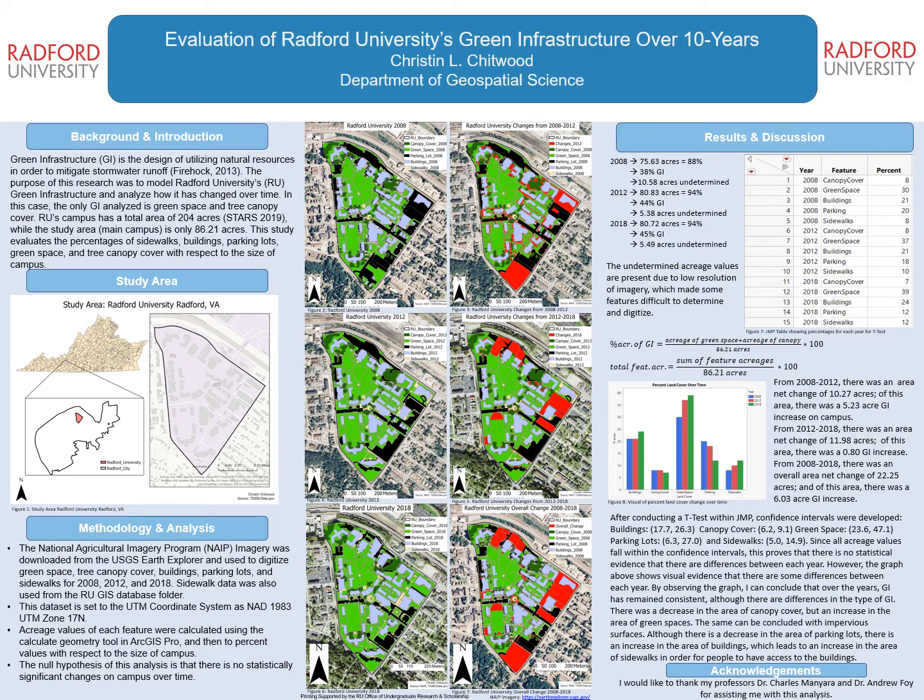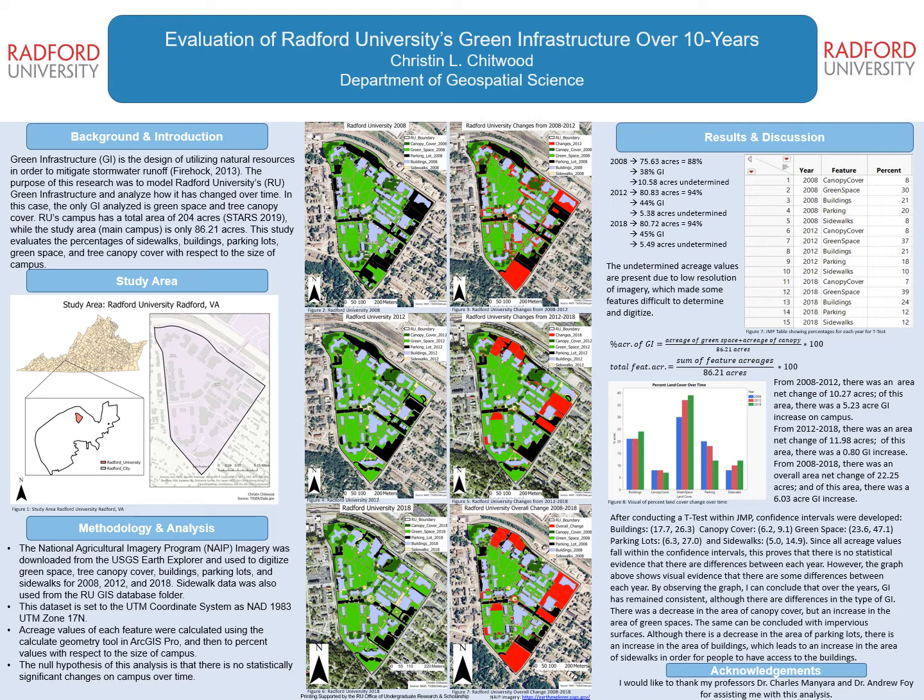After conducting a t-test within JMP, confidence intervals were developed. Buildings had a confidence interval of 17.7 to 26.3. Canopy cover had a confidence interval of 6.2 to 9.1. Green space had a confidence interval of 23.6 to 47.1. Parking lots had a confidence interval of 6.3 to 27. And sidewalks had a confidence interval of 5 to 14.9.